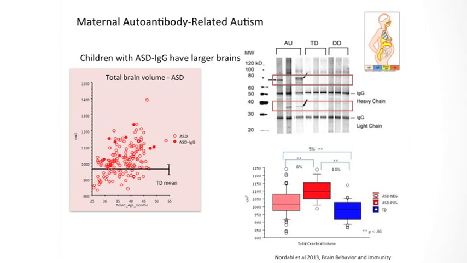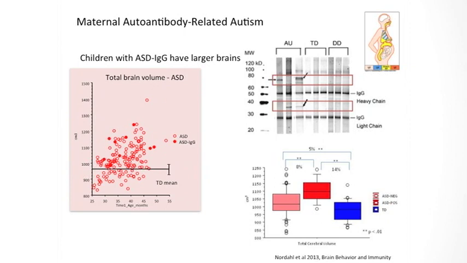And what's exciting about this maternal antibody related autism is that it could potentially be prevented. The mothers with these identified antibodies could potentially have these bad antibodies removed prior to pregnancy and potentially prevent autism. So there are studies going on right now to look into this.